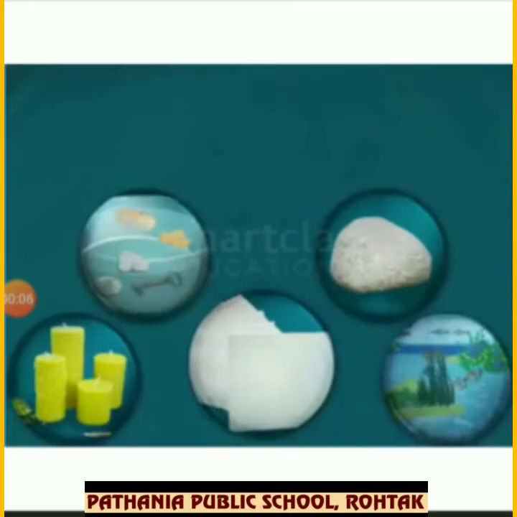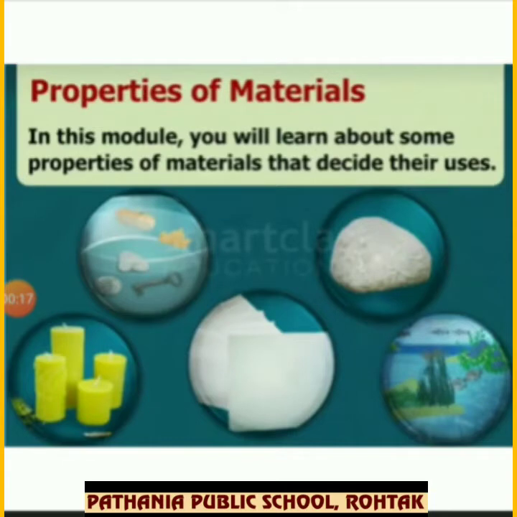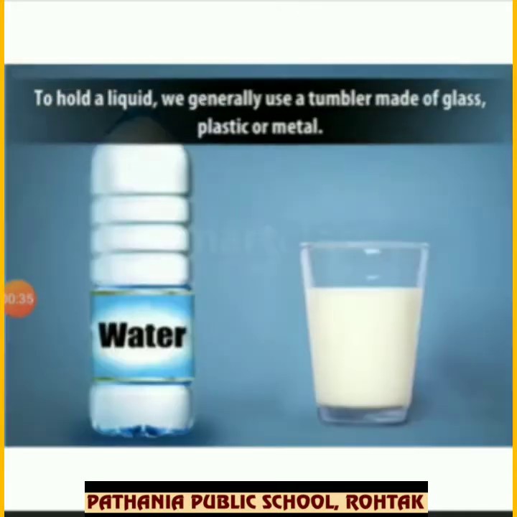We know that we make many objects around us for various purposes in homes, transport and industries. These objects are made up of one or more materials. Different materials have different properties. In this module we will learn about some properties of material that decide their uses. For example, we make a tumbler of materials like glass, plastic or steel, because these have the property of holding water properly. We cannot make a tumbler out of a piece of cloth. Why? Obviously, because a piece of cloth cannot hold the water. Water will just leak out of it.